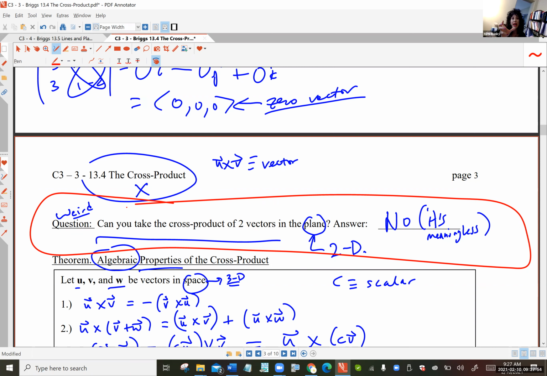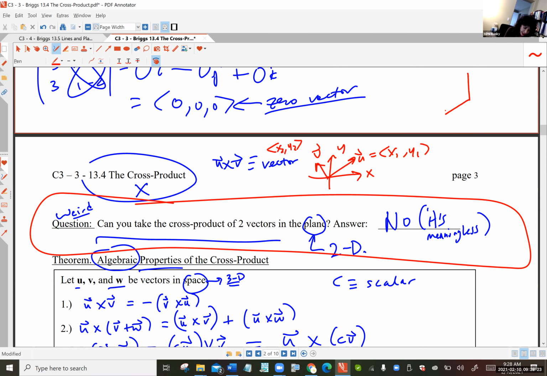You would have to embed the 2 vectors that are in the plane in 3D. For example, let's say here in the XY plane, you had a vector u over here and a vector v over here. They only have 2 components apiece, right? And you know the 3x3 determinant method, but you can't do it if you don't have a third component. So you can't do that.